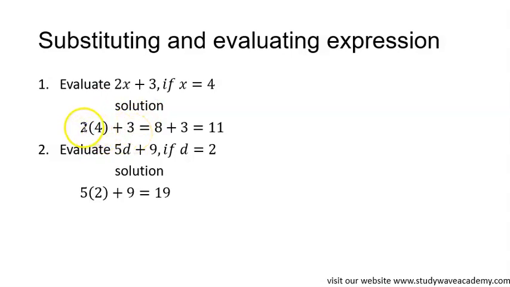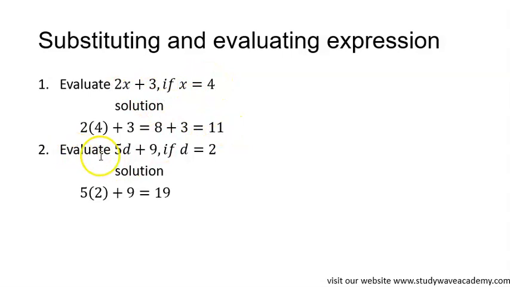So 2 times 4 is going to give us 8. So we have 8 plus 3, and 8 plus 3 is going to give us 11. Okay, do you understand? That is how you substitute in an expression and evaluate the expression. When we evaluated this expression, we had 11. So this expression is going to give you 11 if x is 4.